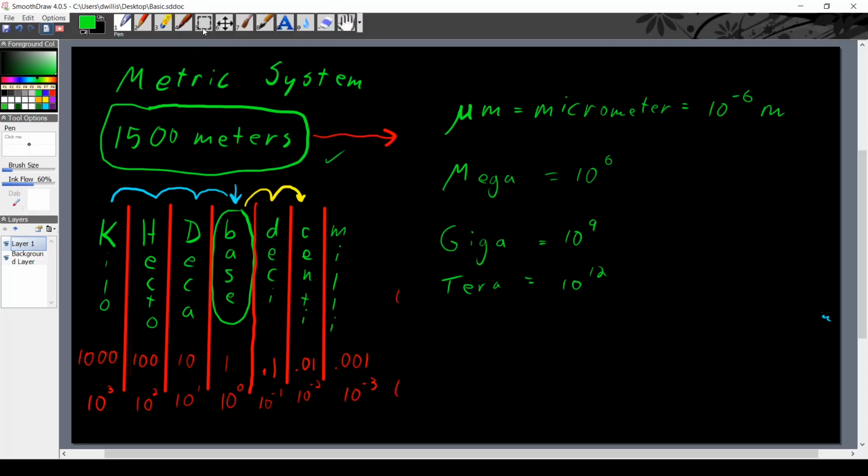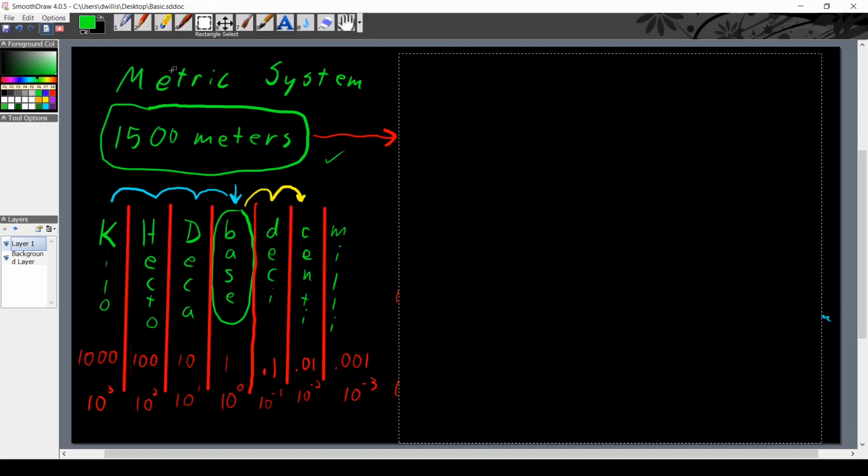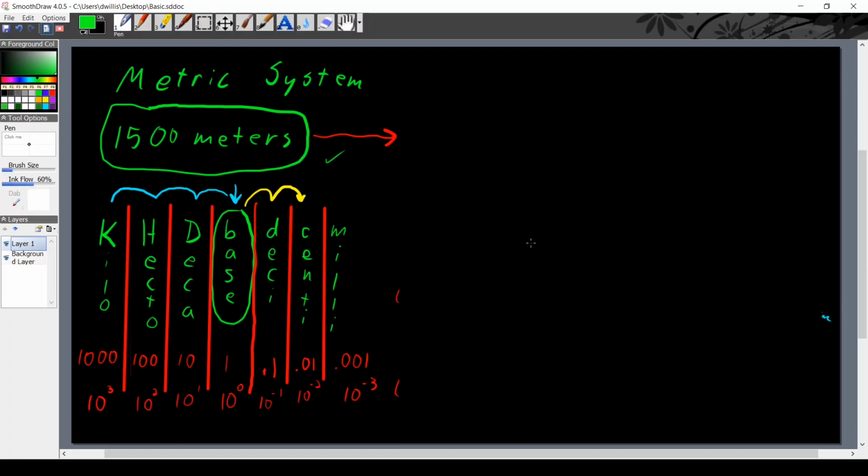All right, let's clear that off again. And I tell you what, in fact, I'm going to clear the whole screen now, and we're going to move to something called dimensional analysis.